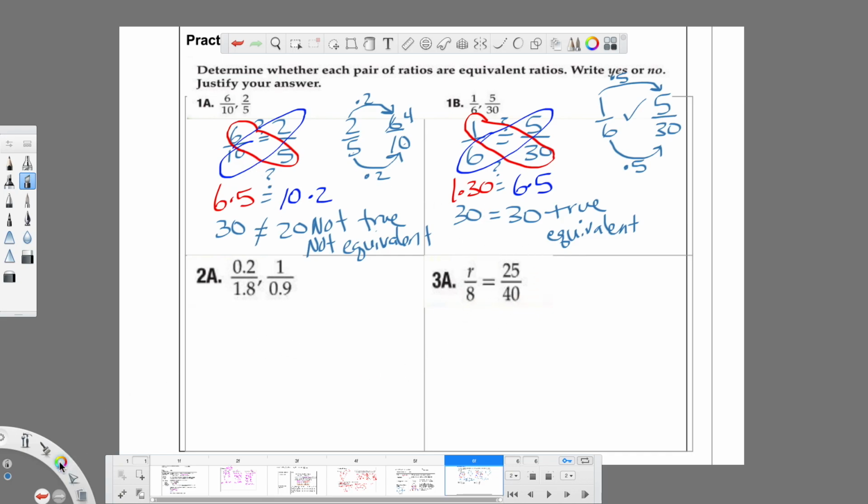I like that idea. So 0.2 over 1.8 equals question mark 1 over 0.9. And this is, I say 0.2, but it's 2/10, 1.8, or 1 and 8/10, and 9/10 would be how you say that. But, I was just being a little lazy there when I said it the first time.